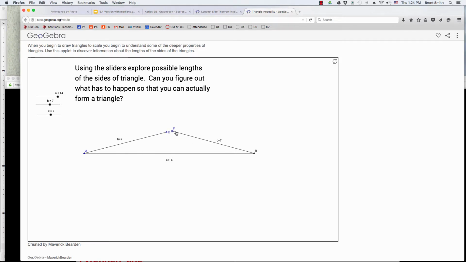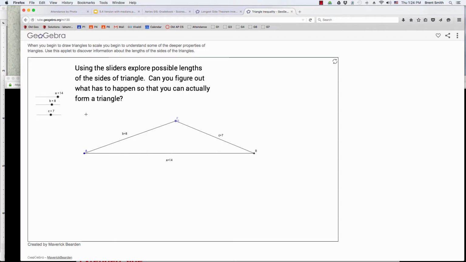The requirement, as we talked about, is that the two sides added up have to be greater than the third side. Right now they're not. If I increase this to 8, now suddenly I can make a triangle. So 8, 7, and 14. 8 plus 7 is greater than 14, so we can make a triangle. This has to work for all three sides.